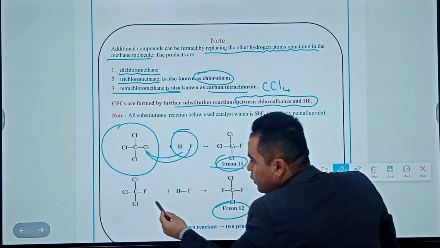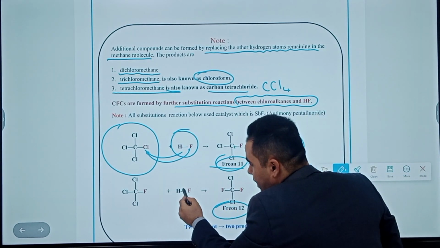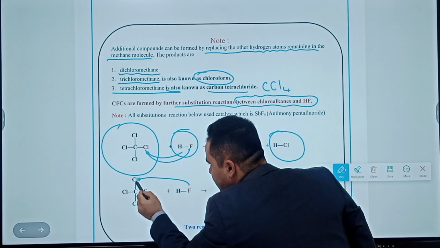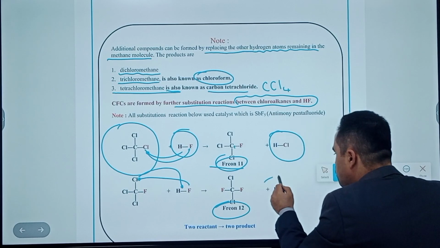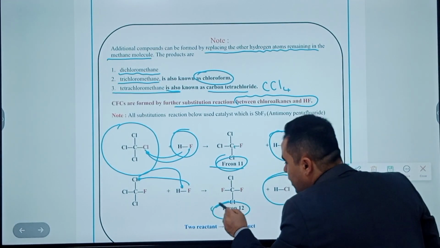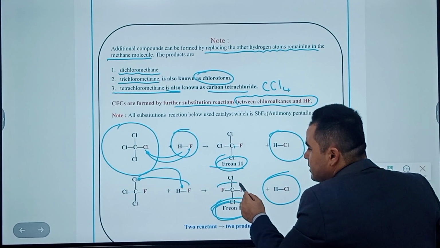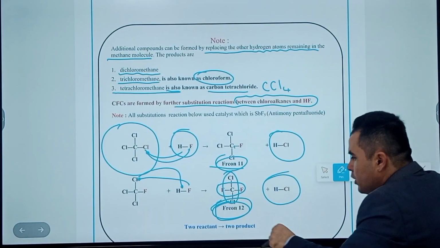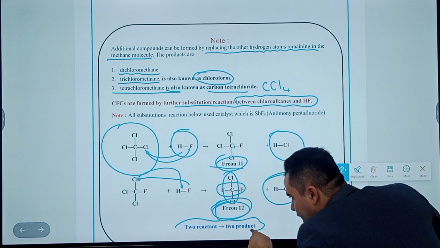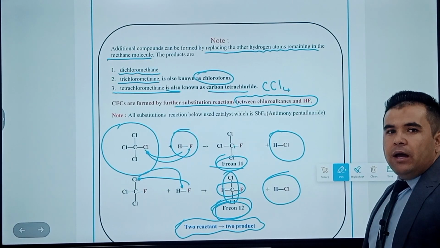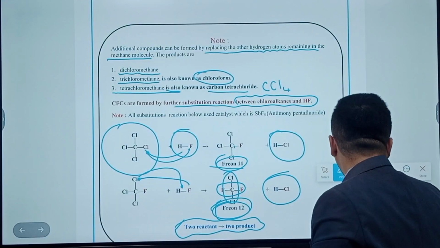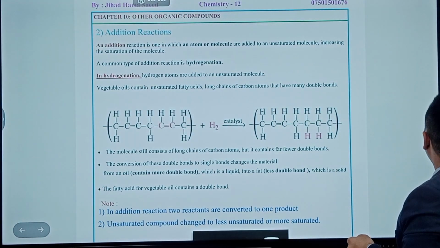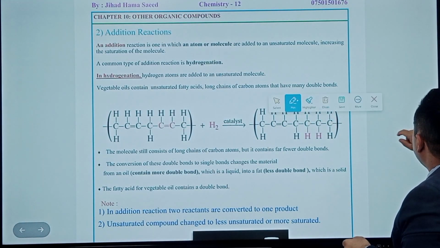And then another one, when we have CCl3F, there will be replacement. One F goes to replace another Cl, and the Cl goes to the hydrogen to produce HCl, and then Freon 12, which is CF2Cl2 in the structure. In general, in substitution reaction, we have two reactants to produce two products on the product side. The addition reaction is another type of reaction which we have.